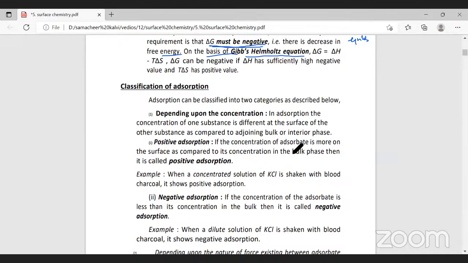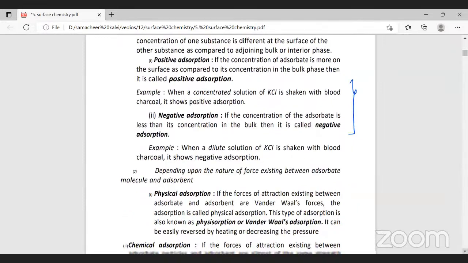If the concentration of the adsorbate is more on the surface as compared to its concentration in the bulk phase, it is called positive adsorption. When a concentrated solution of KCl is shaken with blood charcoal, it shows positive adsorption. Negative: if the concentration of the adsorbate is less than its concentration in the bulk, it is called negative adsorption. When a dilute solution of KCl is shaken with blood charcoal, it shows negative adsorption. Not to worry much about positive and negative adsorption.